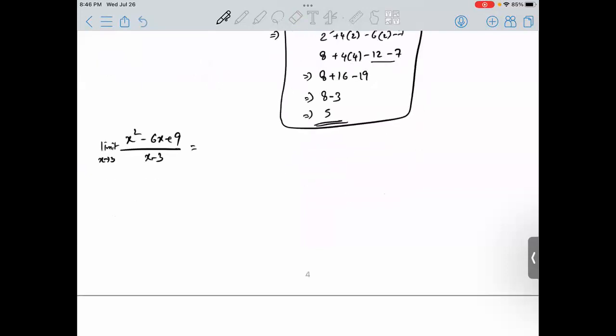So let us solve this. 3 square minus 6 into 3 plus 9, divided by 3 minus 3. It is 9 minus 18 plus 9 by 0. It is like 0 by 0 form. It is an indeterminate form.